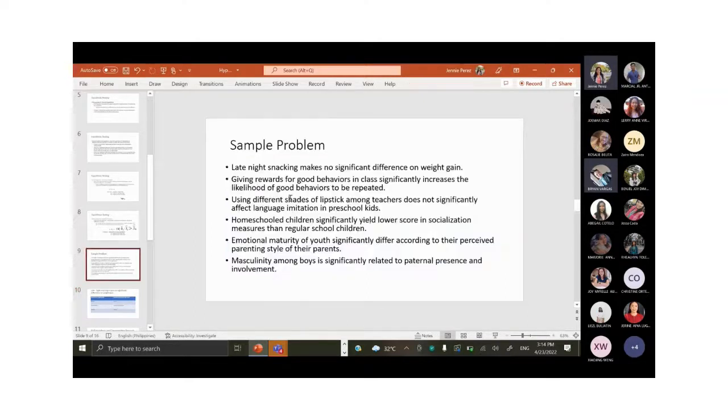Okay, next case. Giving rewards for good behaviors in class significantly increases the likelihood of good behaviors to be repeated. Okay, first question. What is the independent variable and the dependent variable in this study?